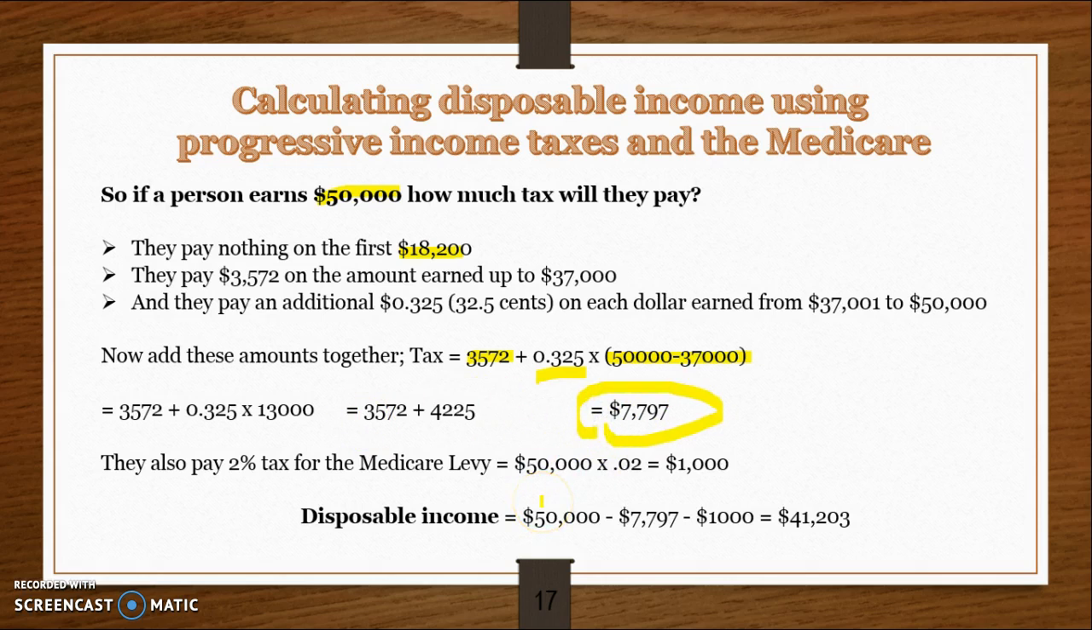Then you've got to calculate the Medicare levy, which is 50,000 times 0.02, because you pay 2%. The Medicare levy would be 1,000, and therefore your disposable income is your 50,000 minus your progressive income tax minus the Medicare levy, which is 41,203.